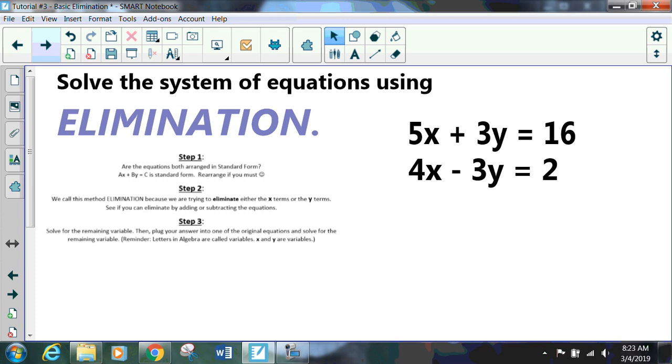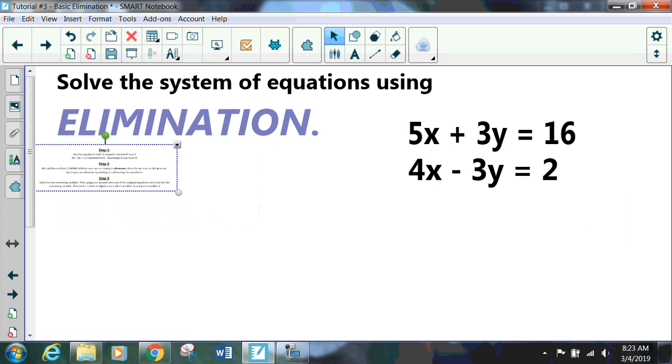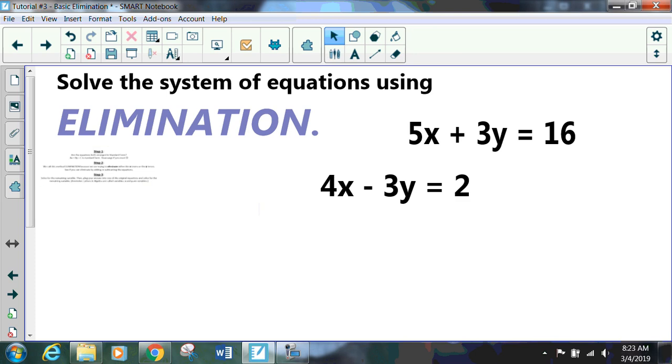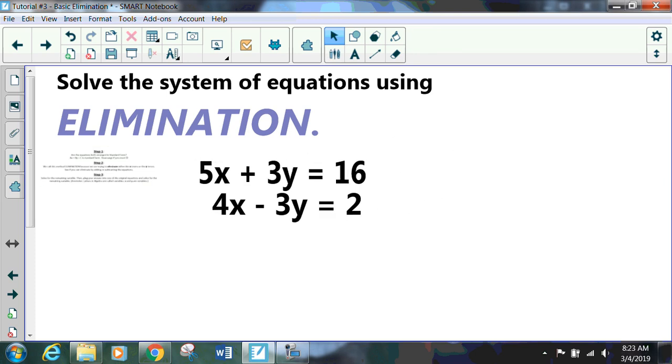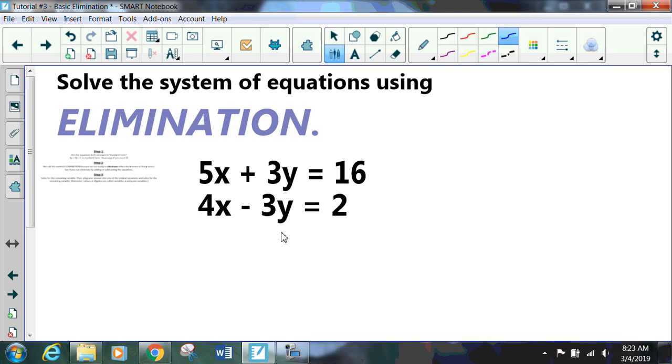Step 2, we call this method elimination because we are trying to eliminate either the x terms or the y terms. See if you can eliminate by adding or subtracting the equations. So what we're going to do looks a little bit weird, but we're going to take these equations, swing them over this way, and add them. I know that we've added numbers like 4 plus 5 or 4x plus 5x, but we've never added two equations together. So it's definitely something new.